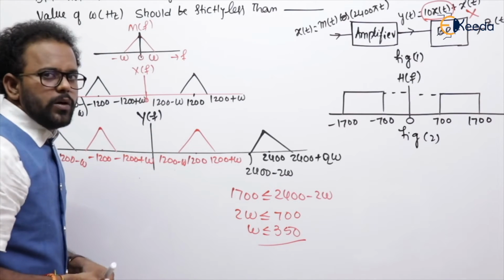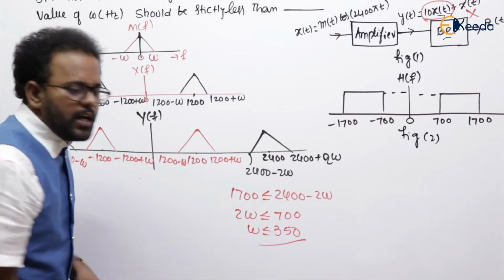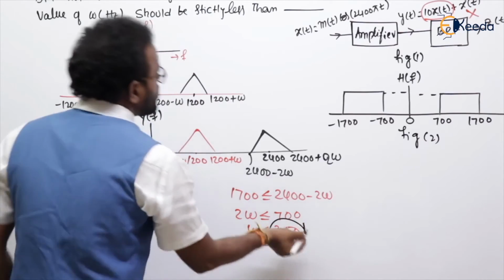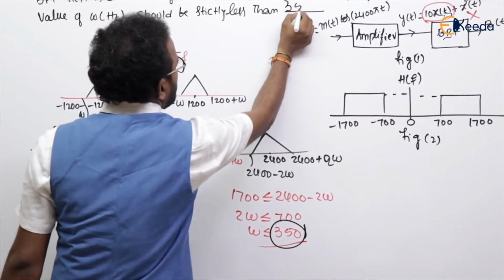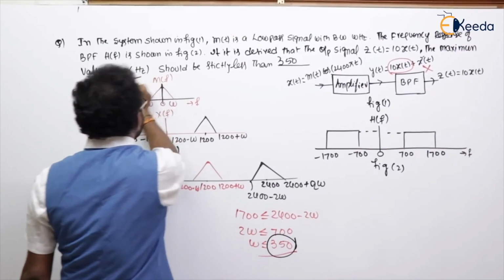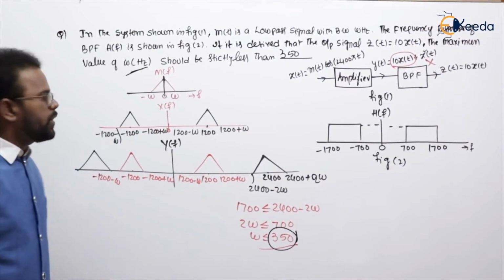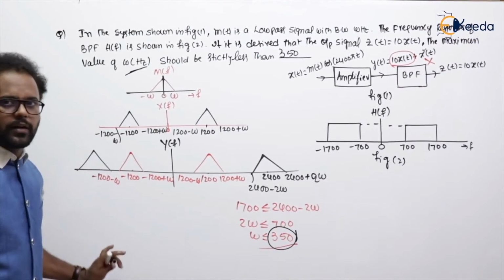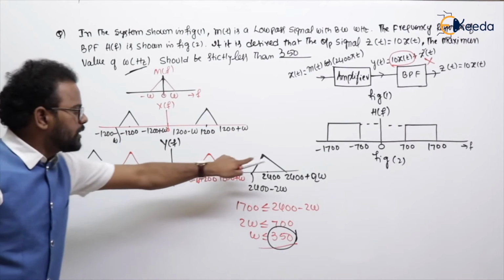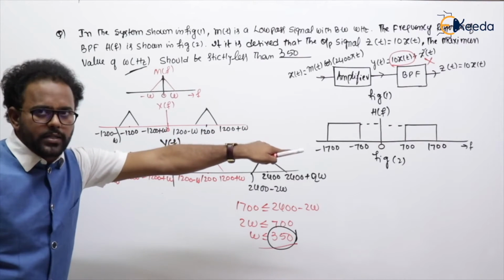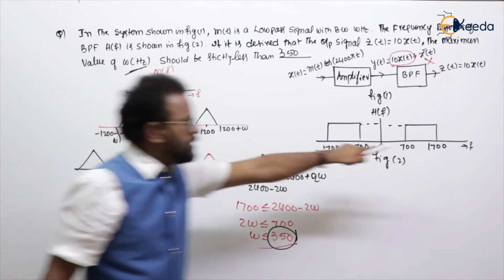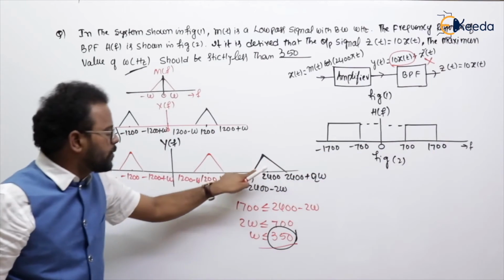Less than or equal to 350 means the maximum value is 350. So here you have to type 350, already given in Hz. It is a simple question of drawing the spectrums. You don't want this term, so it should not pass. When it should not pass, this value is less than or equal to this amount.